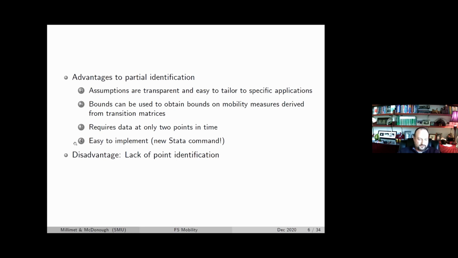And I have code and data. If anybody wants it, you can feel free to shoot me an email, and it's all generically done. The disadvantage, obviously, is the lack of point identification.